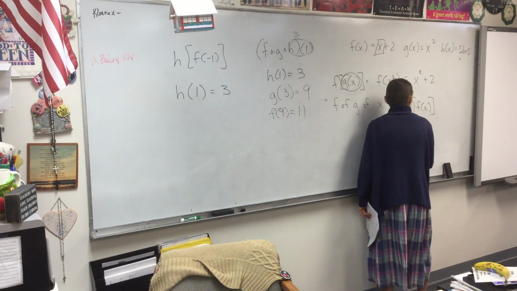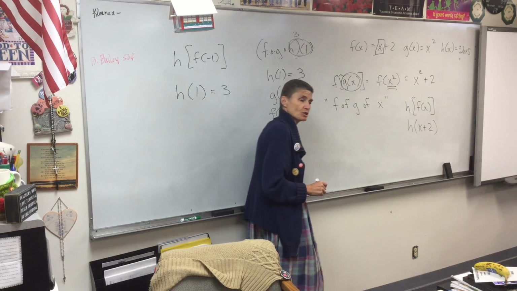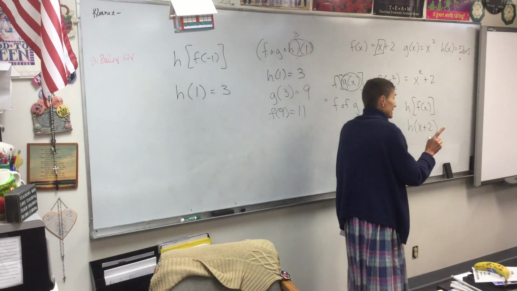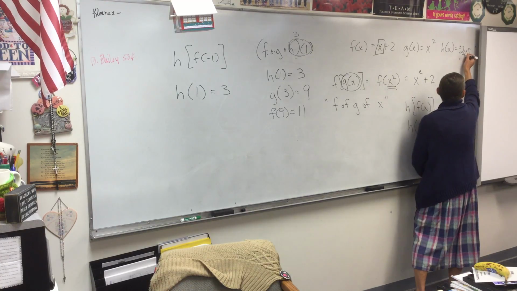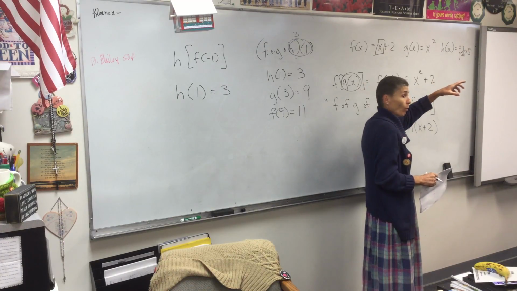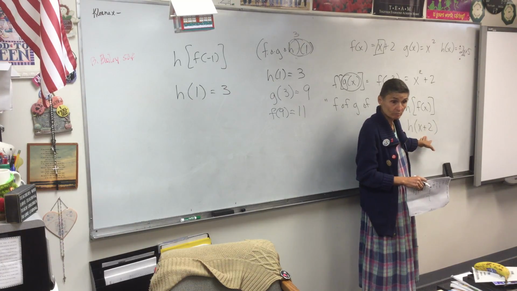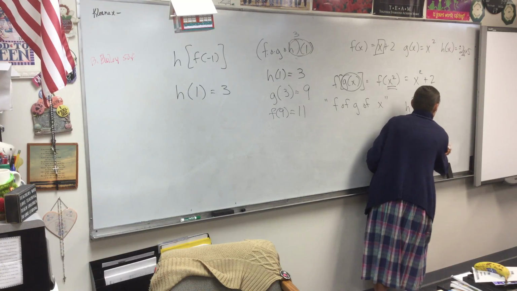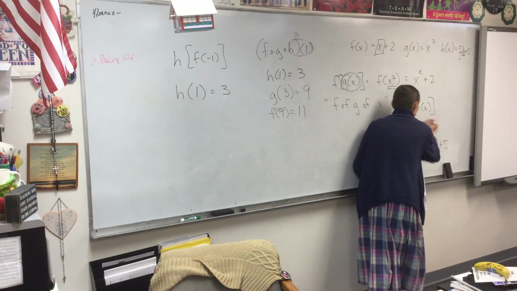What's f of x? x plus 2. So I'm finding h of x plus 2. That means I go to my h function, and where I would have put in a number, like if it said h of 5, I would put in 5. Instead, I'm going to put in x plus 2. So I'm going to end up with negative 2 times x plus 2, plus 5. Instead of plugging in a number, I'm plugging in an algebraic expression.